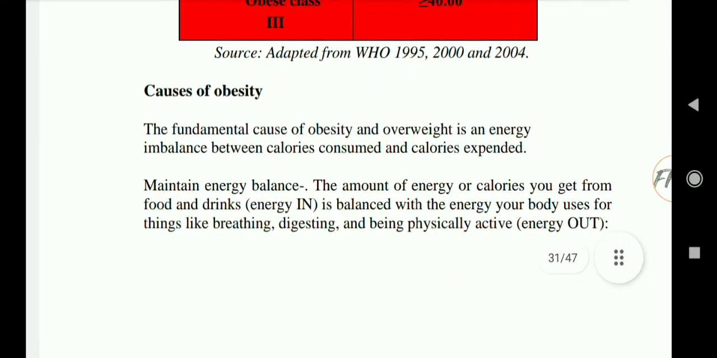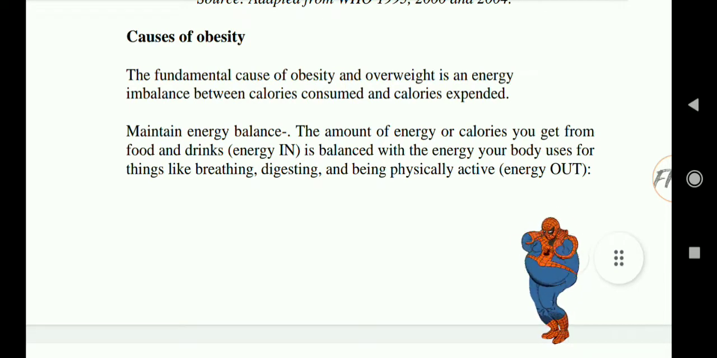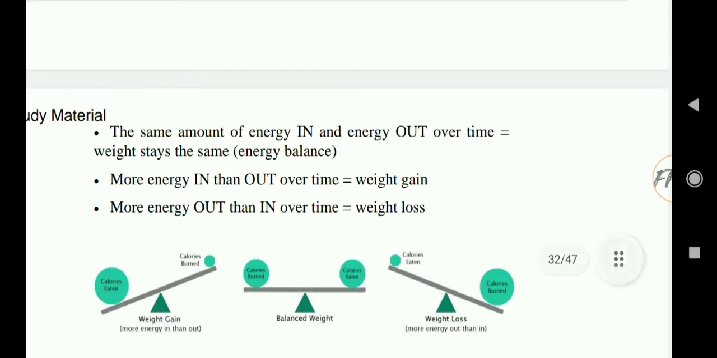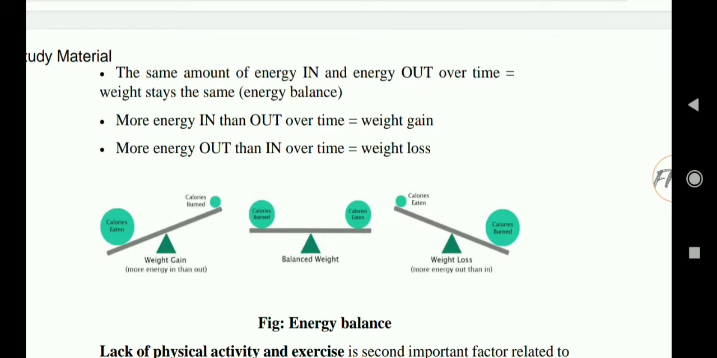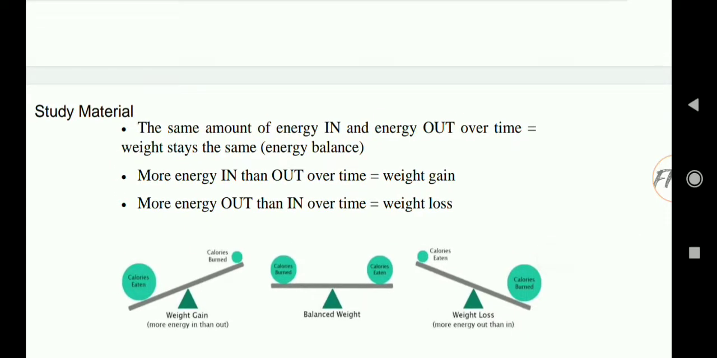So, causes of obesity. The fundamental cause of obesity and overweight is an energy imbalance between calories consumed and calories expended. Maintain energy balance: the amount of energy or calories you get from food and drinks is balanced with the energy your body uses for things like breathing, digesting and physical activities. Energy out. The same amount of energy in and energy out over time will keep weight the same. More energy in than out over time is weight gain, and more energy out than in over time is weight loss. So this paragraph tells us that it all depends on the calories eaten and calories burned.